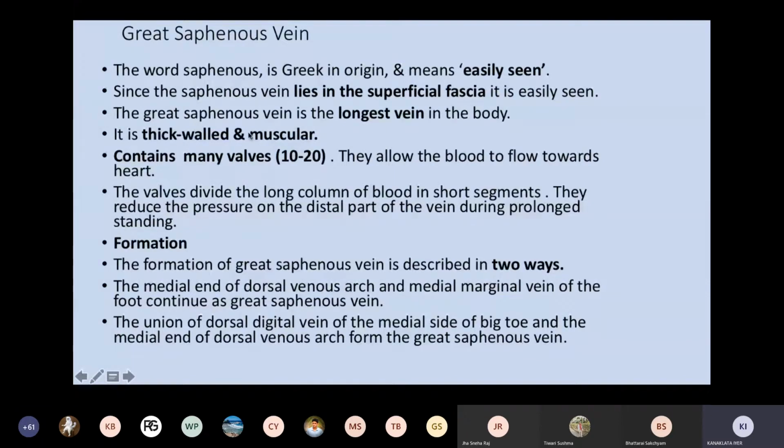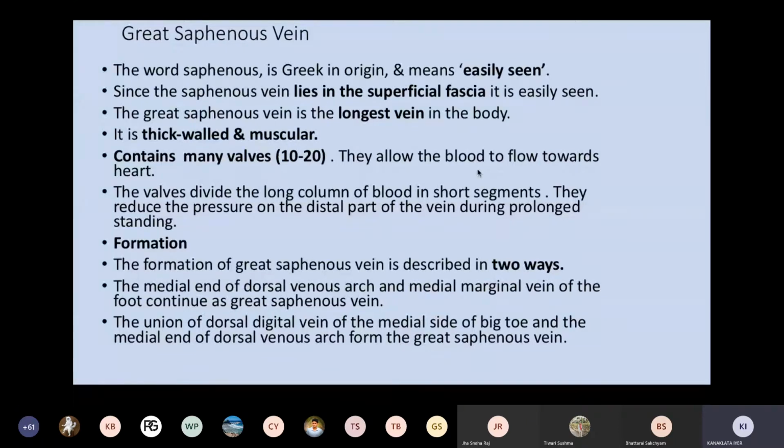It is also the longest vein of the body, longest superficial vein, I must add here, but it is still thick walled and it is muscular, and because it is starting right from the ankle joint upwards going right up to whole of the length of the leg, it has got 10 to 20 valves which allow the blood to flow upwards. I told you the function of valves that you have to remember.